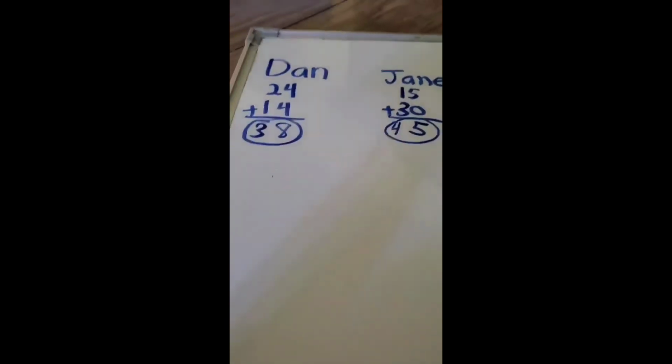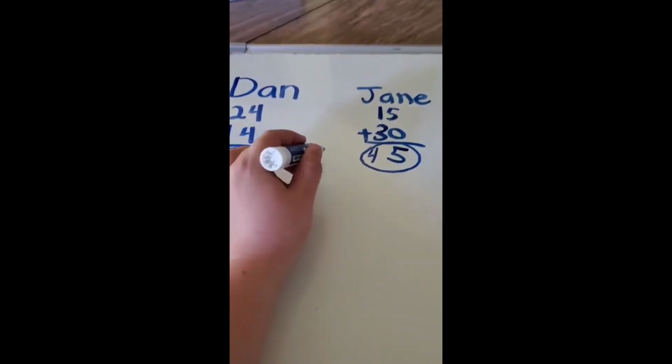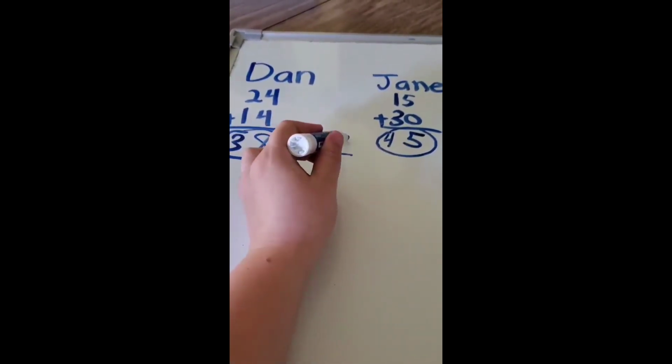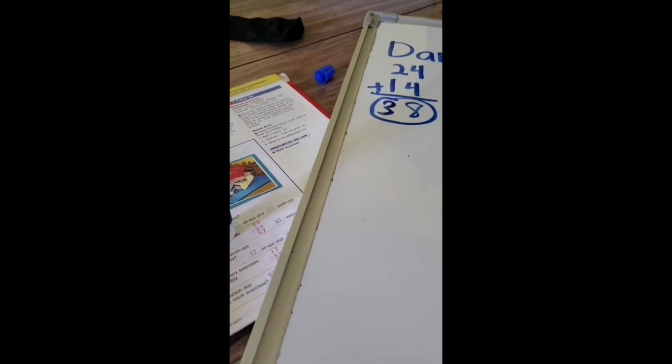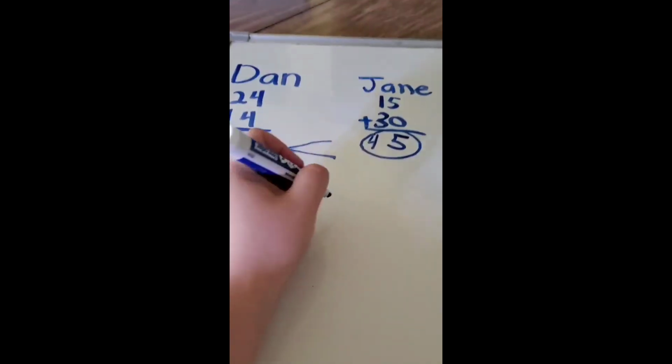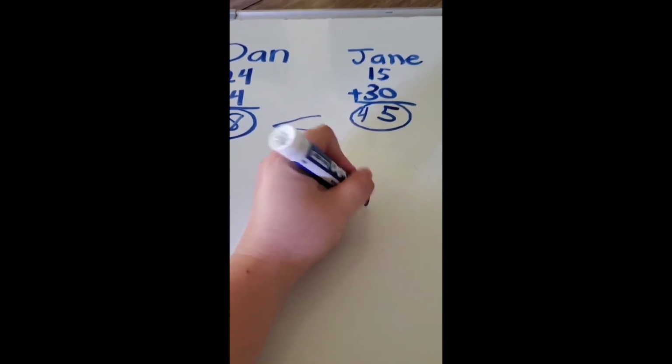So the question to my problem is who found more shells? So who did? You're right. It's Jane. Jane has more shells than Dan. And see, look, you guys remember these signs? That is the less than sign, and we have a greater than sign and an equal sign. So Jane, I'm going to write Jane down because that's our answer.